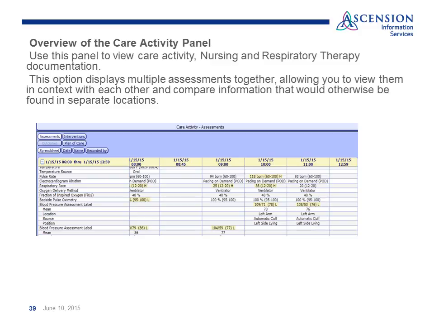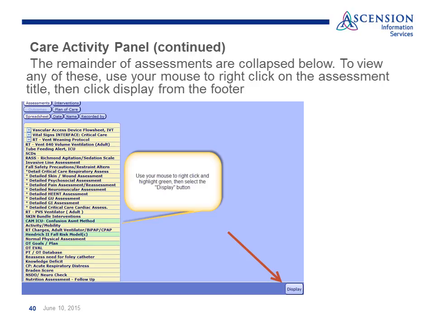The 3 most recently documented assessments appear in the first 3 table rows, with other documented assessments listed below them. You can use the negative or plus symbols located next to each assessment to collapse or expand the data in that section. The remainder of the assessments are collapsed below. To view any of these, use your mouse to right-click on the assessment title and then click the display located in the footer.